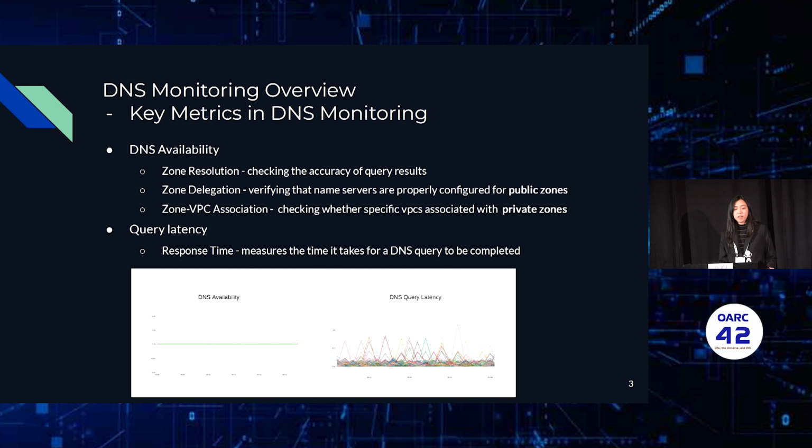So DNS availability mainly focuses on zone resolution, zone delegation, and the zone VPC association. We need to make sure that every zone is resolving to its name server. And public zones are delegated to their parent zones because the delegation is set up automatically. And for private zones, we need to make sure that every VPC is associated with the private zone so that the VPC can query the private DNS from the zone.